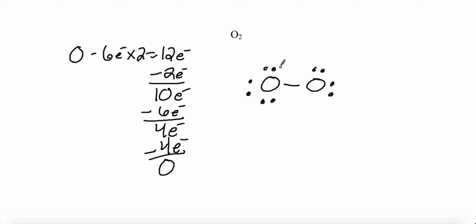So if we take a look at the left oxygen, it's got 2, 4, 6, 8. This oxygen is satisfied, but the right-hand oxygen only has 2, 4, and 6. So it is not filled yet. We cannot just add an extra pair of electrons because we have 0 electrons left. But this right oxygen isn't filled. So then how do we solve this problem?